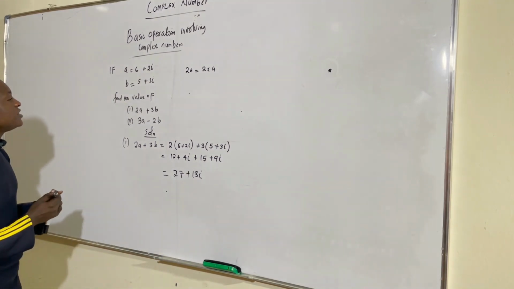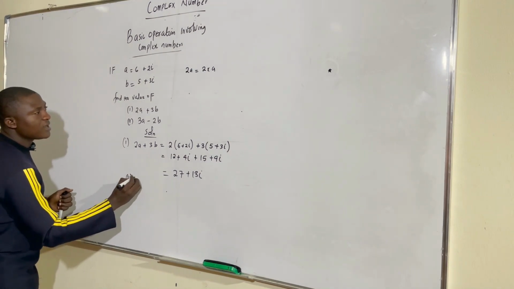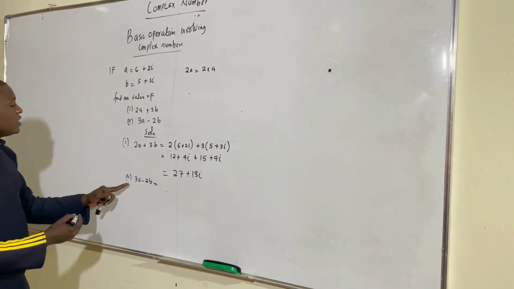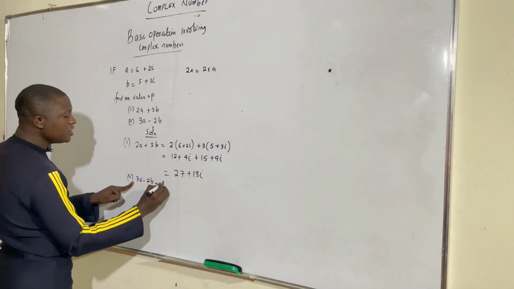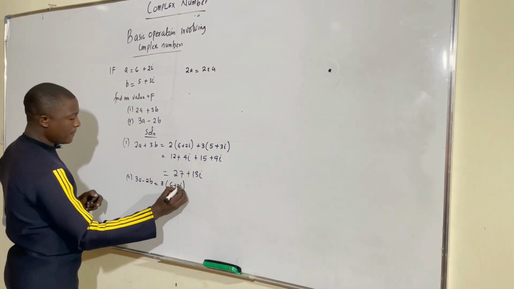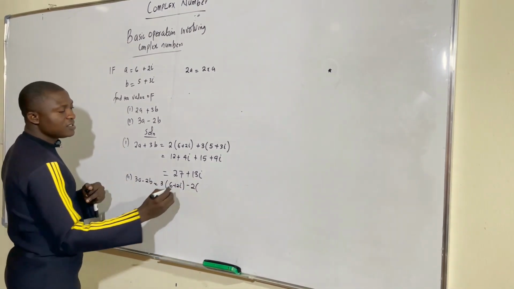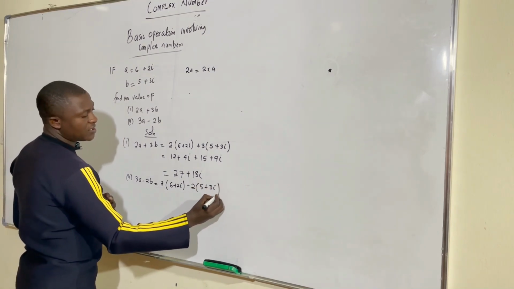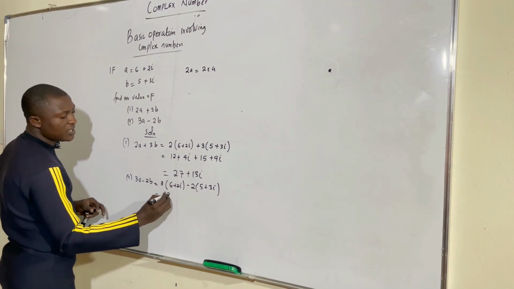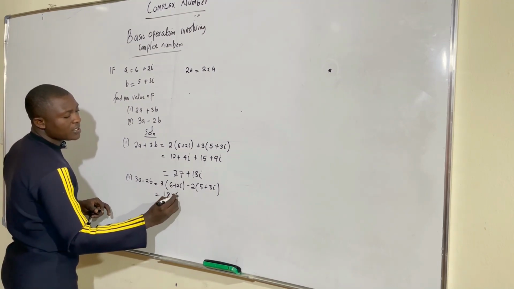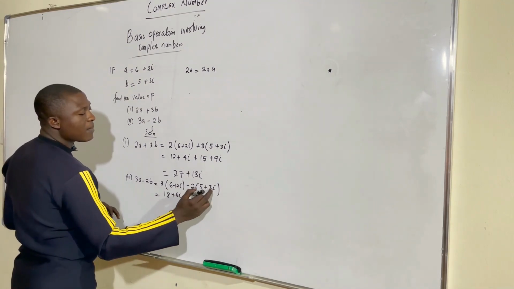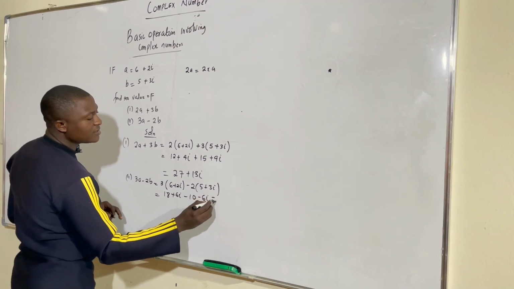Now, the second example, the second question, we are asked to find the value of 3a minus 2b. I will still follow the same pattern, the same logic. We have 3 bracket of my a, which is 6 plus 2i, minus 2 bracket of my b, which is 5 plus 3i. So the same pattern. This is nothing but 3 times 6, that's going to be 18. 3 times 2i, that's going to be 6i. Minus 2 times 5, that's going to be minus 10. Minus 2 times 3i, that's going to be minus 6i.